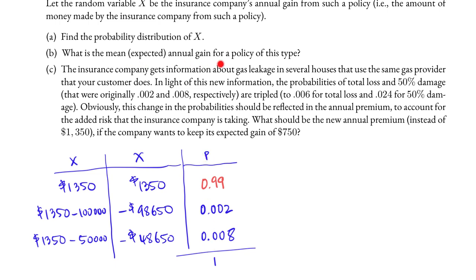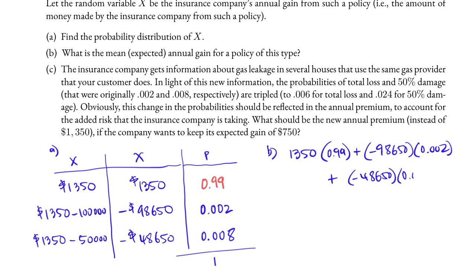What is the mean or the expected annual gain for a policy of this type for part B? To find the mean, we simply take the x value times the corresponding probability, and we do this for each row in the table. Negative 98,650 times 0.002, and then negative 48,650 times 0.008, and we add them all up. We will get $750. And so in the long run, if the insurance company sells many policies, they expect to earn $750 annually for each policy.